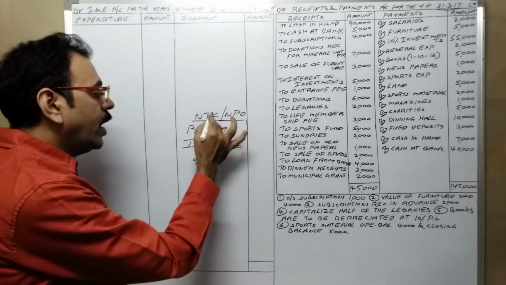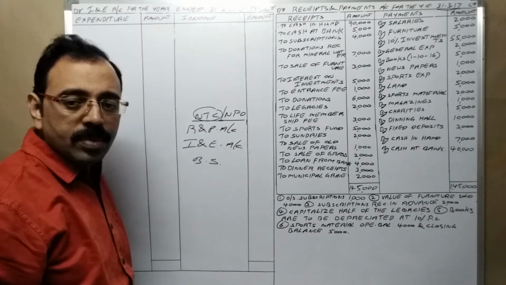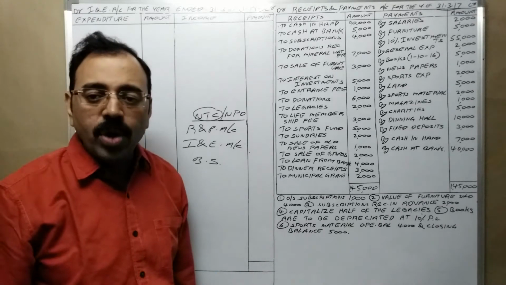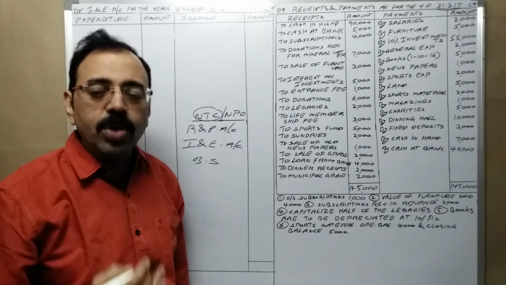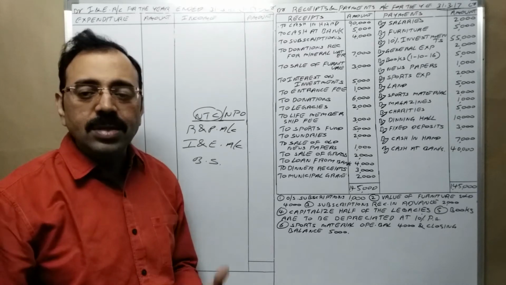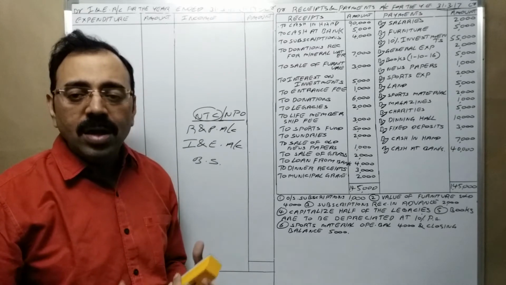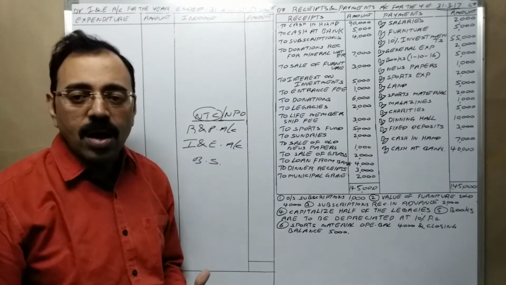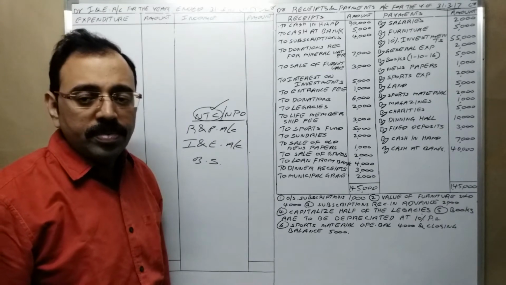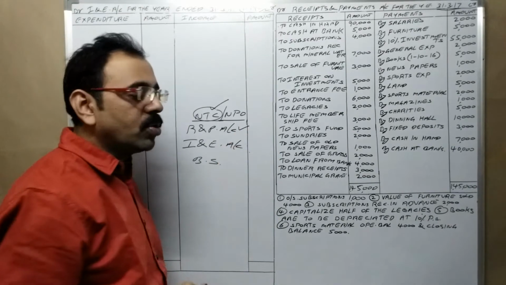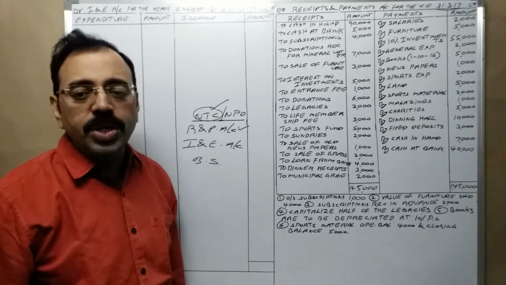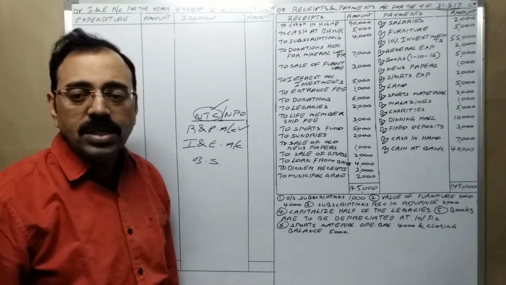Now, regarding NTC meaning, some basic concepts like capital expenses, revenue expenses, capital income, revenue income, and some basic terminology such as subscriptions, legacy, life membership fee, etc., I made other videos. Regarding receipts and payments account also, I made one video. So first you watch those videos, then only you will understand this present video.